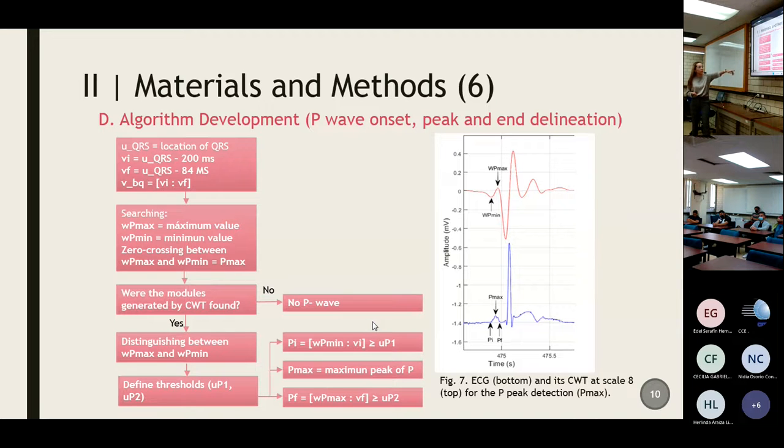Then, to distinguish between the start of the P wave and the end of the P wave, we take the window from WGP min to the start of the window, and where the value is equal to or higher than GP1, there is the start of the P wave. And for the end of the P wave, we take a window from the WGP max to the end of the window, and where the value is equal to or greater than GP2, there is the end of the P wave.